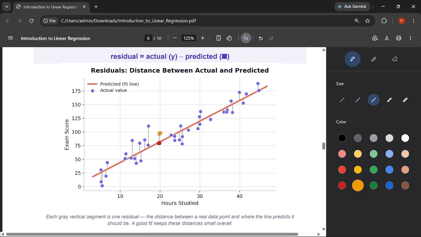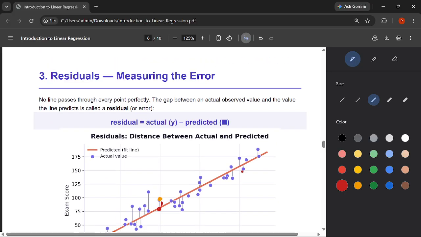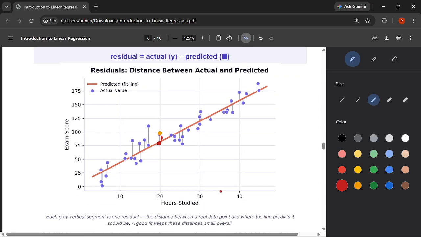So the error is nothing but the difference, the gap we have between our predicted value and the actual value. Our actual value is 100, but it's predicted as 80. So this is our error. It's simple, and I have explained it simply.